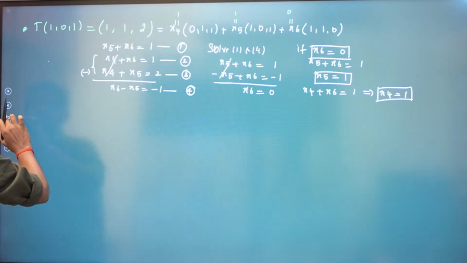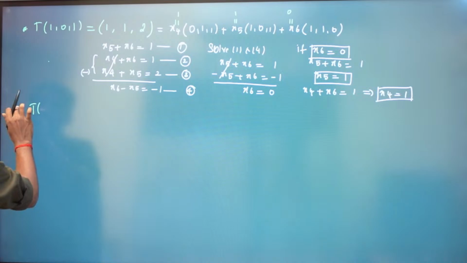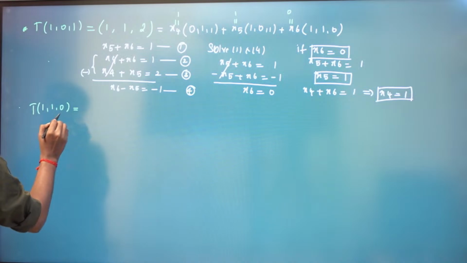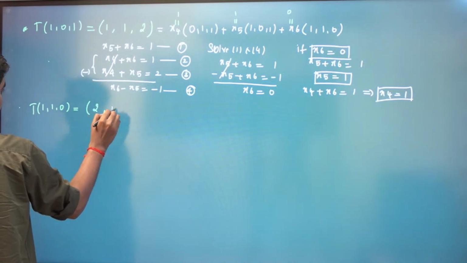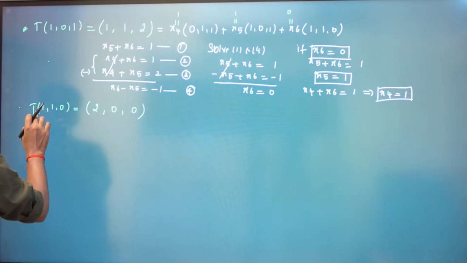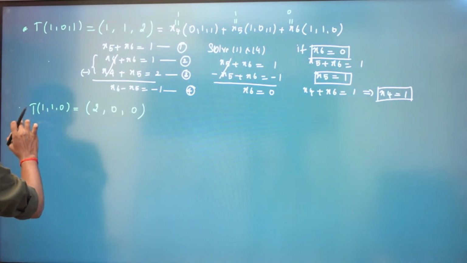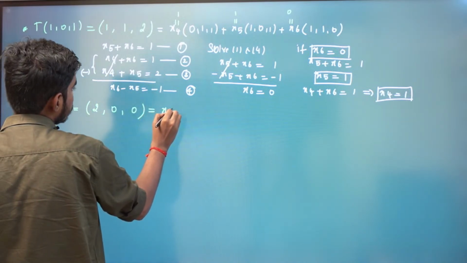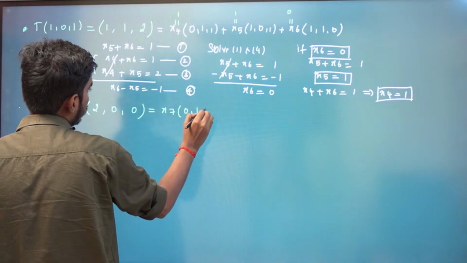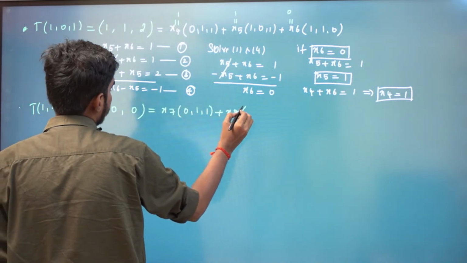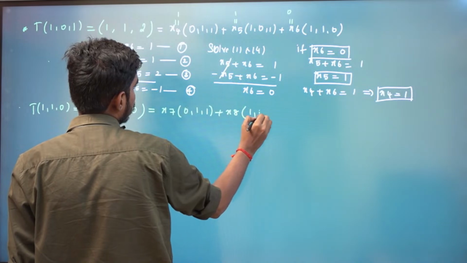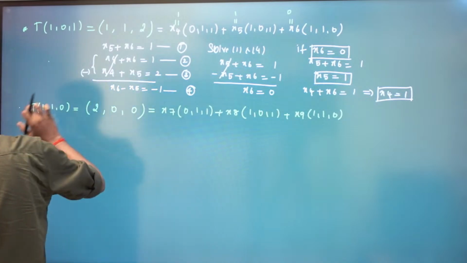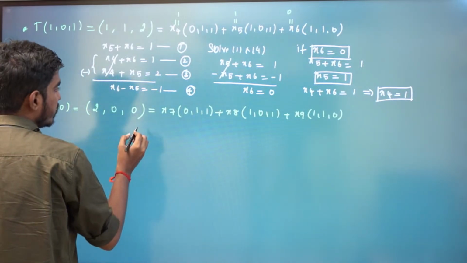So 1 comma 1 comma 0 will be my second column in our required matrix, and then T of 1 comma 1 comma 0. So it is a plus b, a minus b, and then 2c, right? Now we have to write this as a linear combination of basis vectors. So let us call this x7 times 0, 1, 1 plus x8 times 1, 0, 1 plus x9 times 1, 1, 0. Now solve for x7, x8, x9.